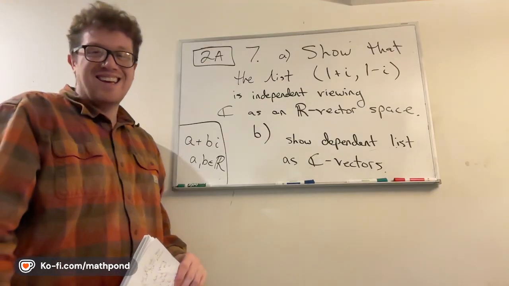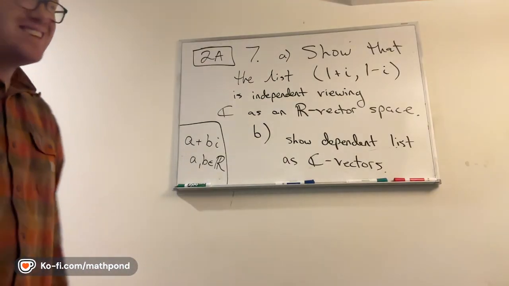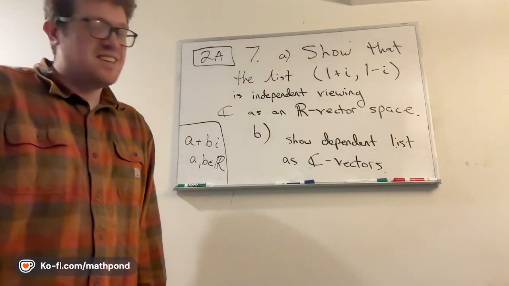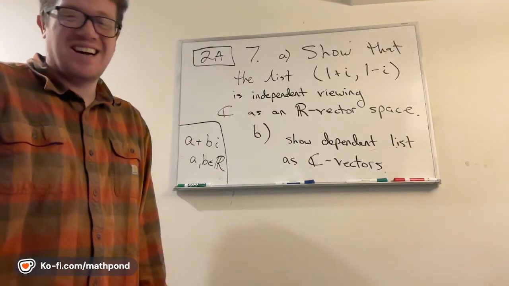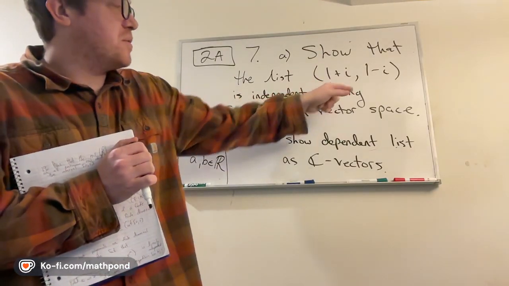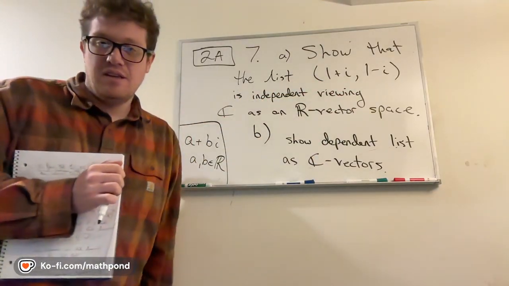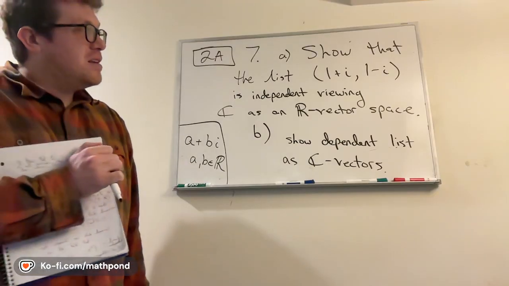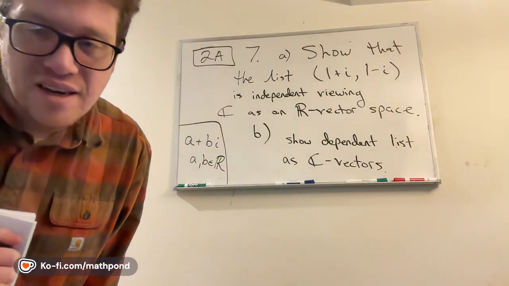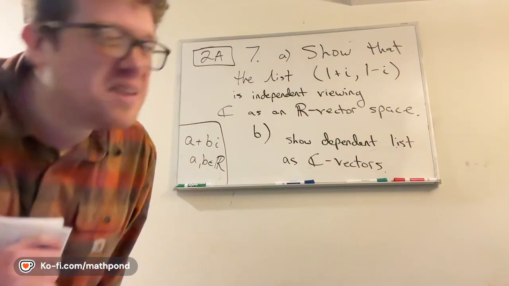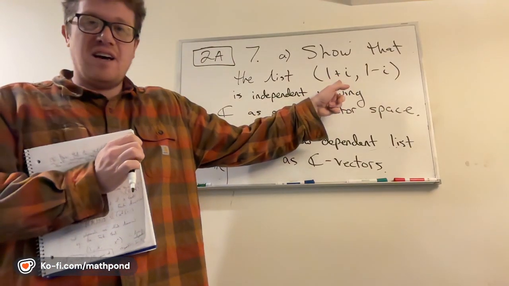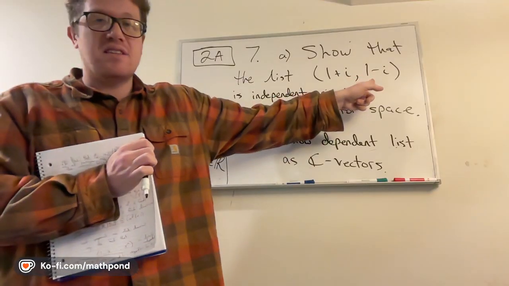Close. Very close. No, it's not i. If I multiply by i, I'm going to get i minus 1, right? Yeah, negative i, exactly. So if I take this 1 plus i and multiply by negative i, I get 1 minus i.